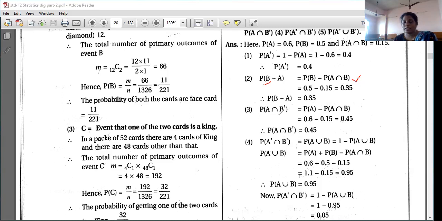So now A intersection B dash is given. So you have to find A intersection B dash. The P of A minus P of A intersection B. So that is 0.6 minus 0.15 is 0.25. So A intersection B dash is 0.25. Now next is P of A dash intersection B dash. That is P of A union B, the whole dash.